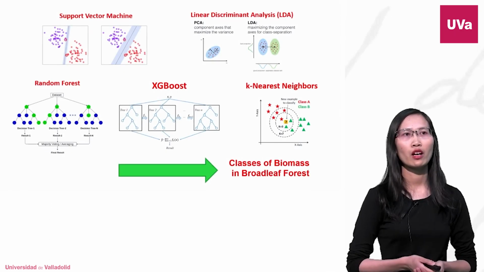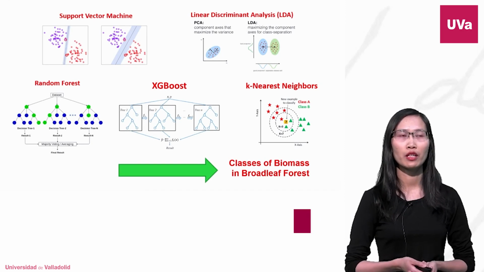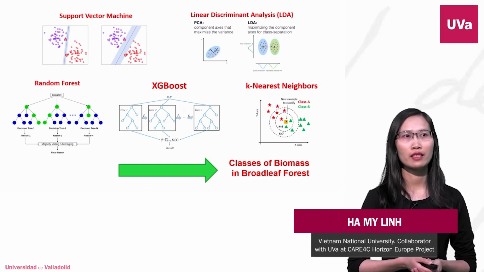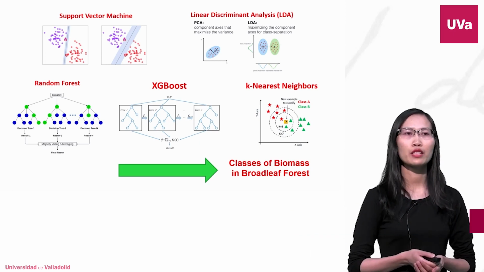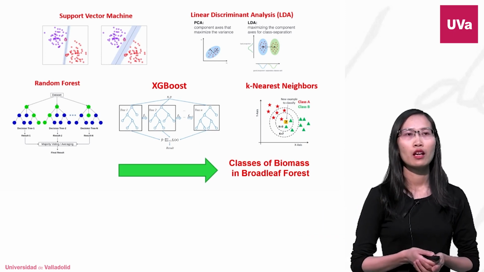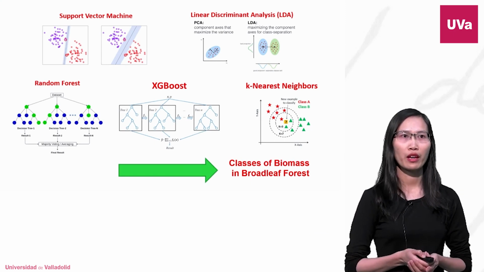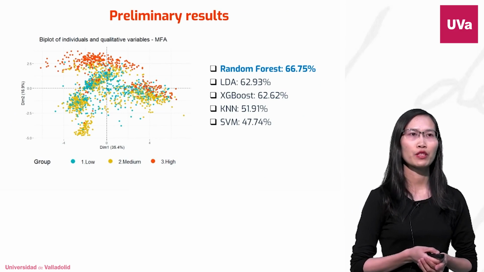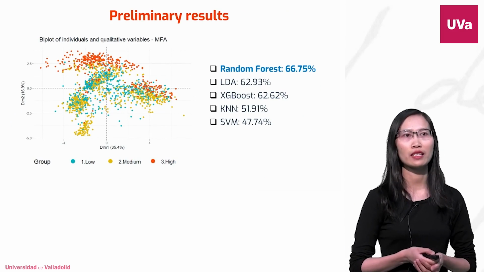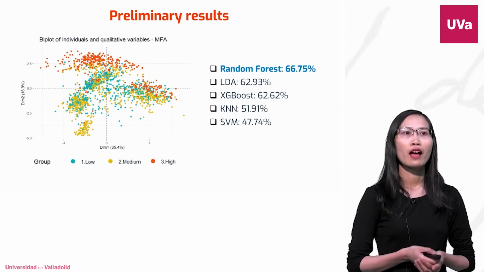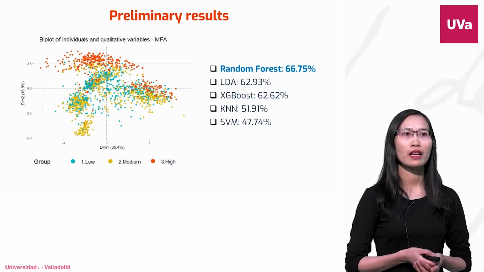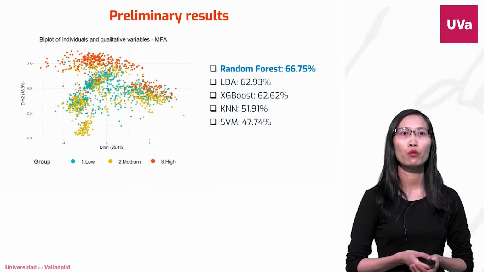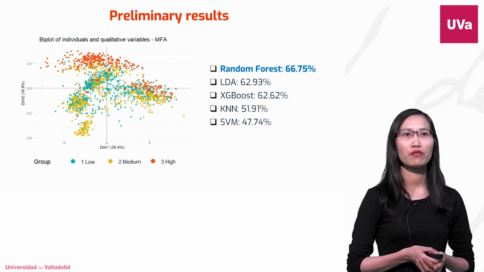In this study, we are conducting experiments with some machine learning models such as support vector machine, linear discriminant analysis, random forest, K nearest neighbor, and also XGBoost. Now we will see the results that we have. It can be seen that our models are quite satisfactory with the outputs of 3 classes of biomass: high biomass, medium biomass, and low biomass. Currently, random forest is the best model with an accuracy of about 67%.